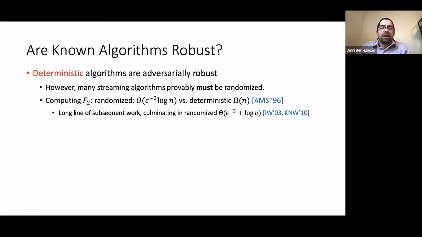So let's consider the problem of computing the second moment of a stream. It's a very important and central problem in the streaming literature. It was shown in a seminal work by Alon, Matias, and Szegedy that on the one hand, there is no sublinear space deterministic streaming algorithm for this problem. But if we allow randomness, and let's say epsilon is a constant, then just a logarithmic amount of space is enough.